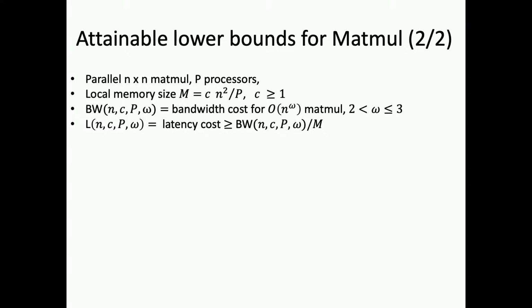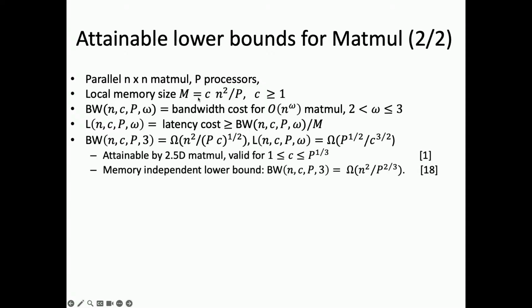But in practice, you probably have more memory. So I'm going to add in this factor, which is going to show up in my bounds, which is how many copies of the data you can afford. So c equals 1 is the least you can do. And again, I'm going to write down the bandwidth cost as a function of the problem size, the number of copies of the data you can afford, the number of processors, and which flavor of a Strassen-like algorithm you're doing. And again, the latency cost is just going to be lower bounded by the bandwidth cost divided by that memory size. And so here's the first lower bound, just on the bandwidth.